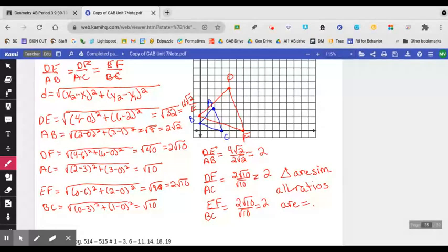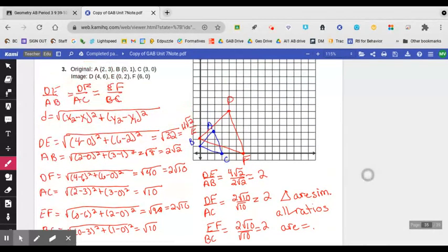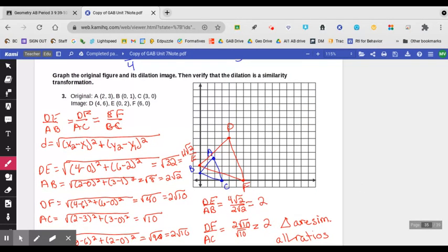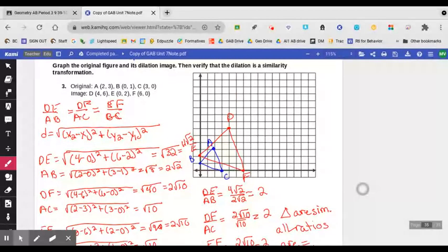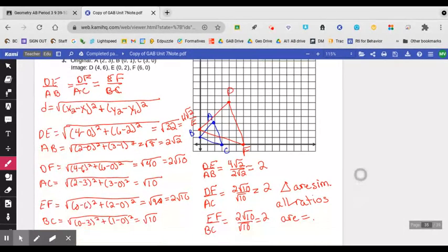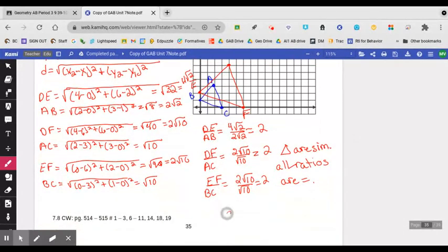So that's the end of our video for today. If you have any questions, please let me know. I think I answered everything. The task was to graph the original and the dilation and then verify the dilation is a similarity transformation. And also, since I did the image over the original for all my ratios, the scale factor is 2.